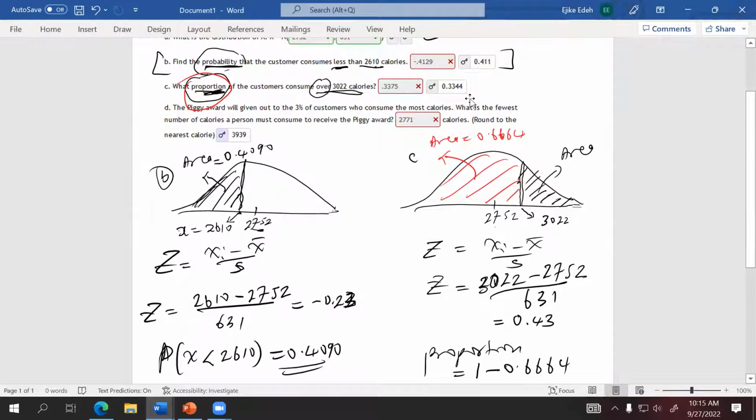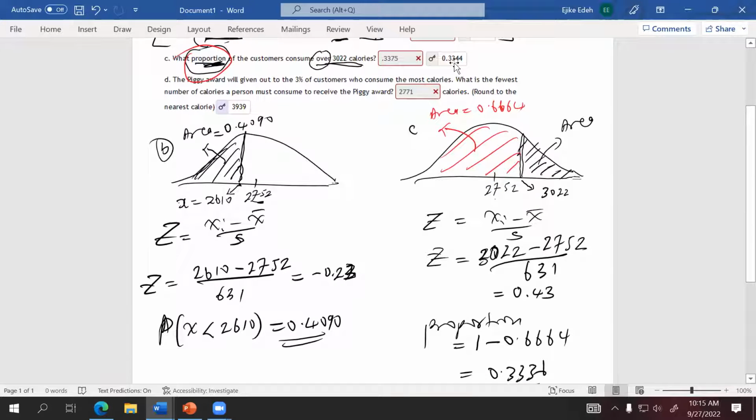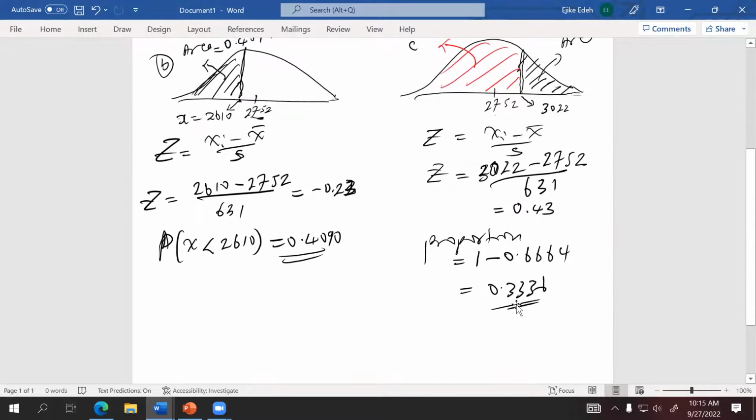Also, the answer we got is slightly different from the key here. The key says 0.3344, and our answer says 0.3334. But if you round up, you get the same thing, and this is the type I will be correcting manually for you. If you round to the third decimal place, you get the same value, but it differs on the fourth decimal place.